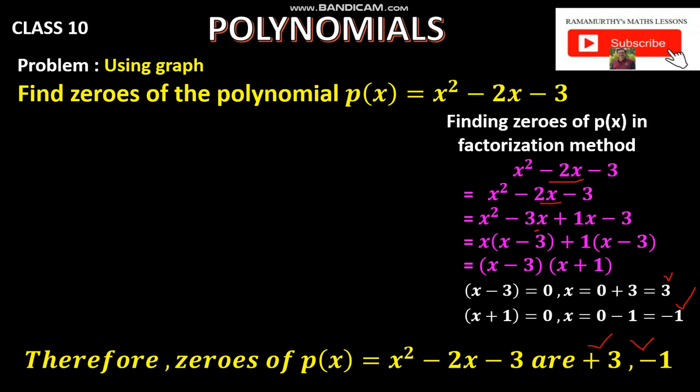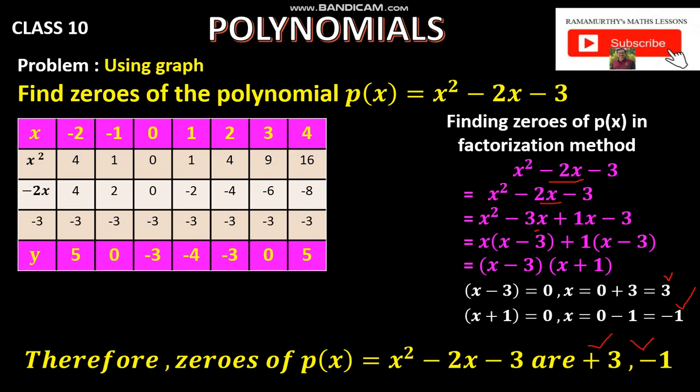The tabular form of x square minus 2x minus 3 is like this. Since the zeros are 3 on the positive side and negative 1 on the negative side, take additional points. These two are the zeros. Take one or two numbers in addition to these two numbers, negative 1 and 3.